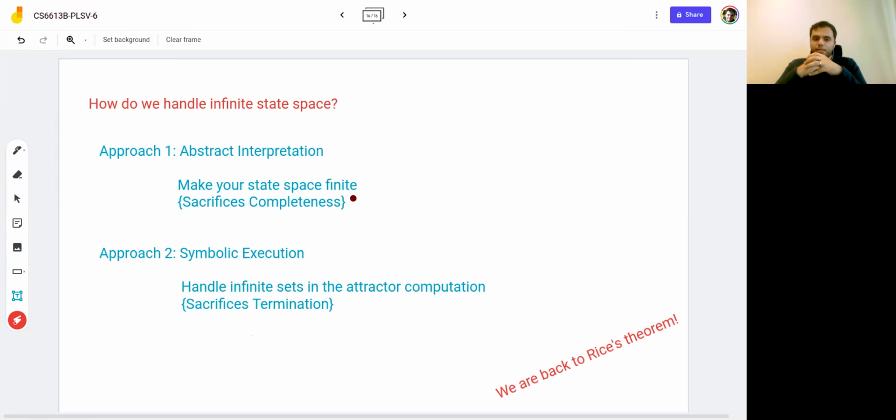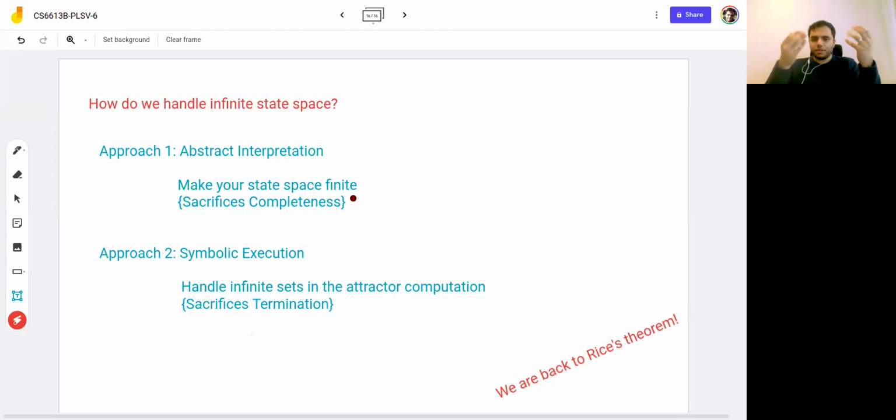So there are two ways of handling these large or infinite state spaces. One is what's called abstract interpretation. The idea is that instead of working with concrete states from your operational semantics or from any other semantics that you have, you group these states and merge a lot of them into the same state. Using this idea, you make your state space finite. That's the very basic idea of abstract interpretation. The problem is that what you get is basically an approximation, so you're sacrificing the completeness of your approach.